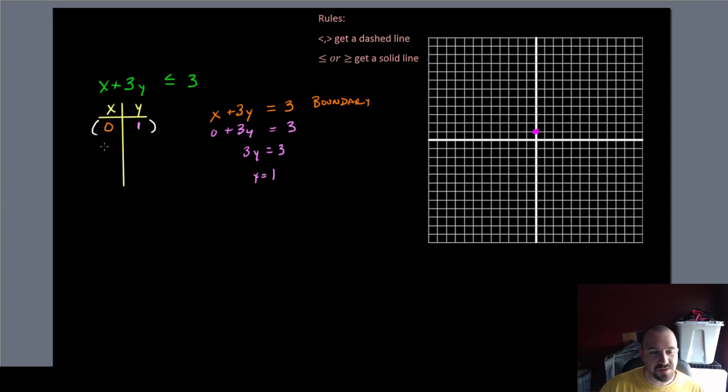And then we're going to go on and choose something else. Now I could choose x = 2. That'd be fine. It's certainly possible. It may not be easy, but it's possible.